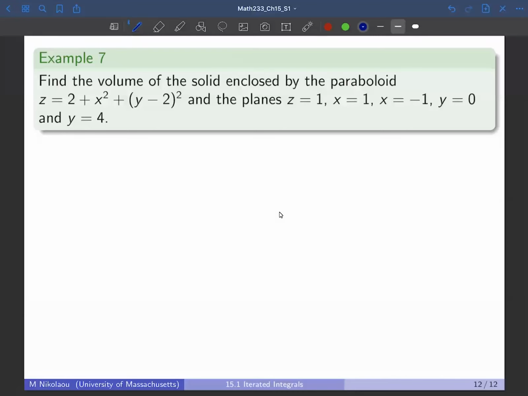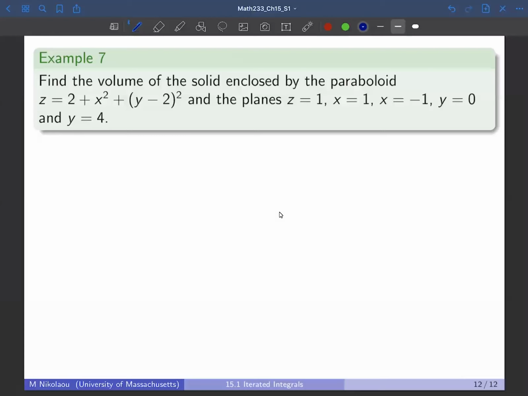In this example, we're asked to find the volume of the solid enclosed by the paraboloid z equals 2 plus x squared plus (y minus 2) squared, and the planes z equals 1, x equals 1, x equals -1, y equals 0, and y equals 4.